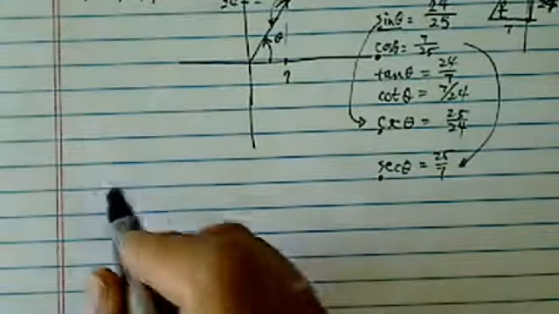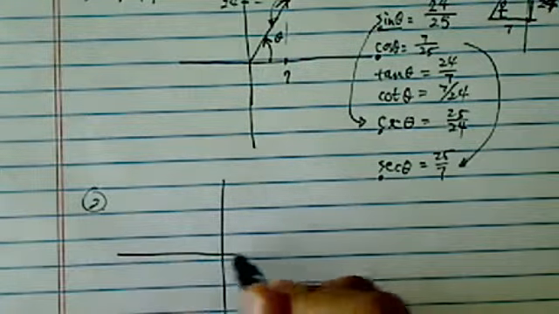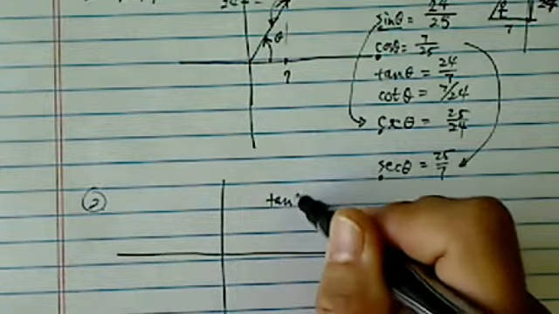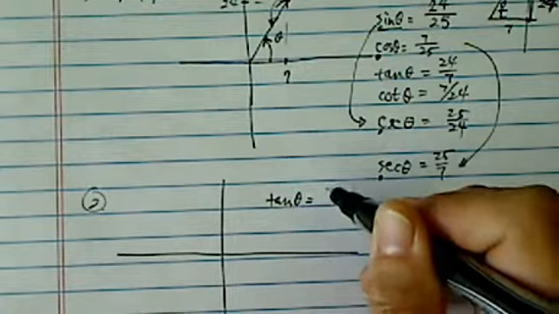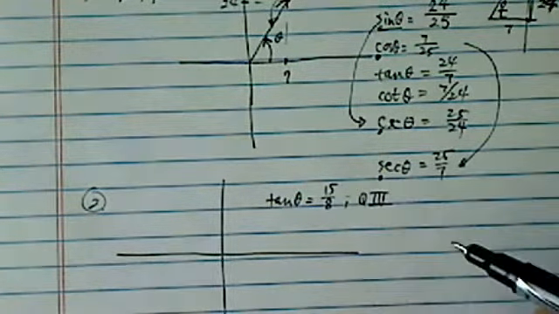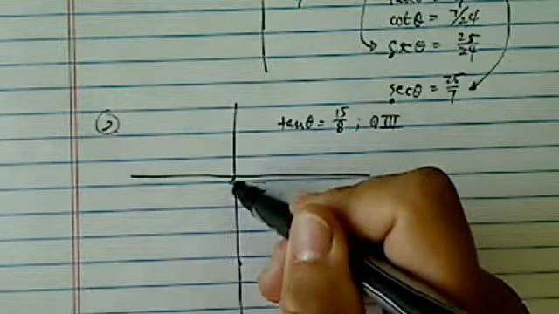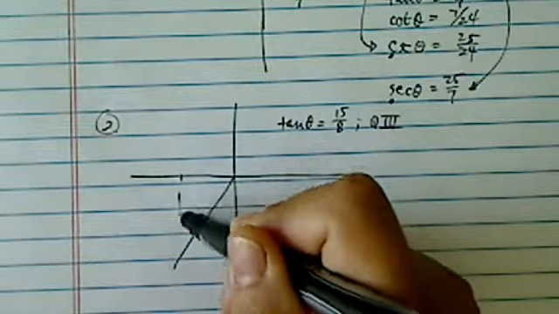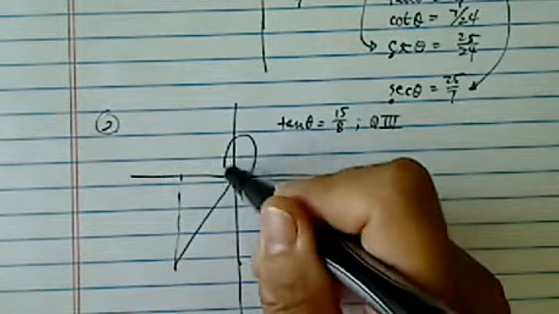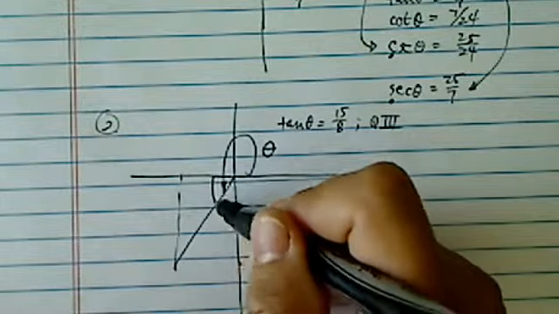Let's go on to the next one. We're given a clue. The clue says tangent of theta is equal to 15 over 8, and we're in quadrant 3. So let's go on to quadrant 3. So here's my quadrant 3. This is my big angle. Here's my reference angle.